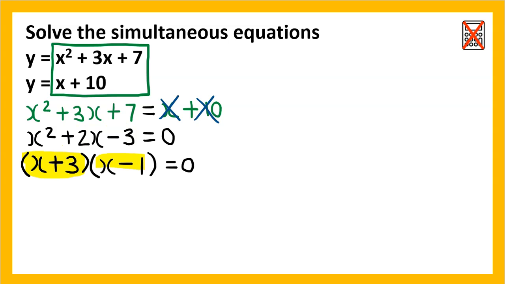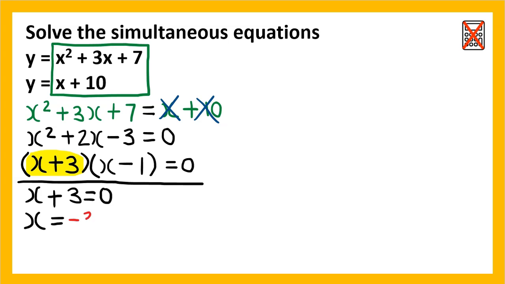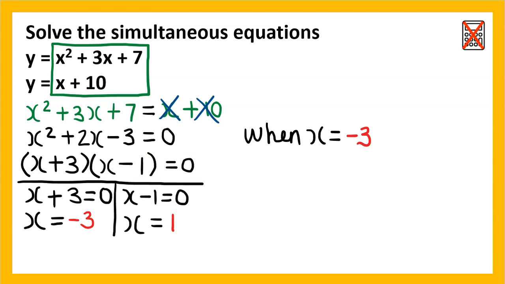So for these brackets to be multiplied by each other and to give us 0, it must mean that one of the brackets is equal to 0. If x plus 3 is equal to 0, x would be equal to negative 3. And if x minus 1 was equal to 0, x would be equal to 1. Find our corresponding y values. We'll start with when x is negative 3. Substituting this back into one of the original expressions, it looks like the one at the bottom is a little bit easier to use.